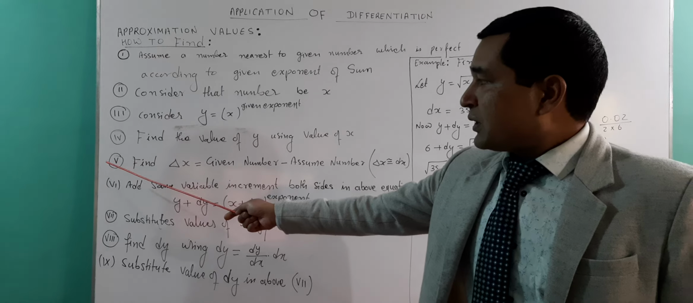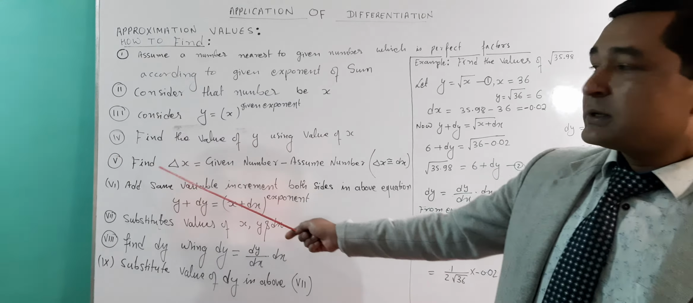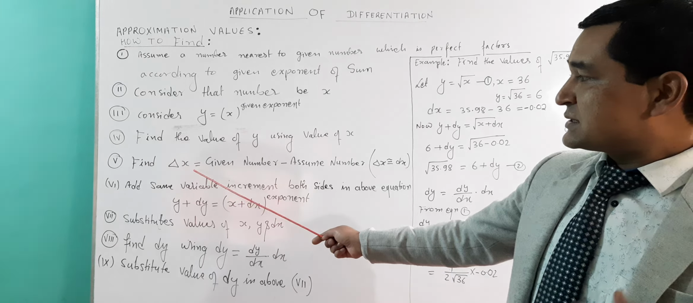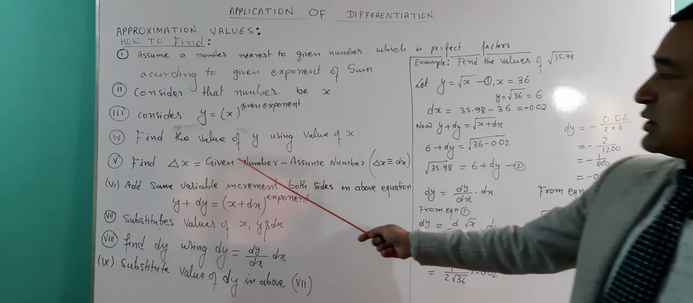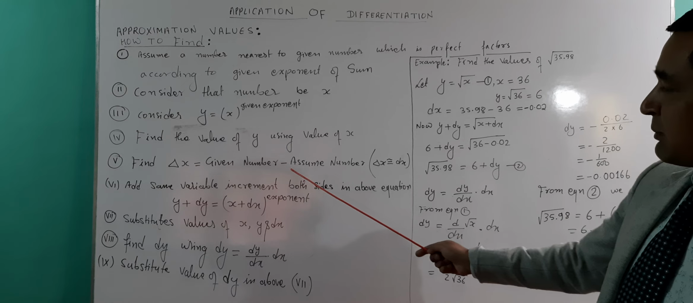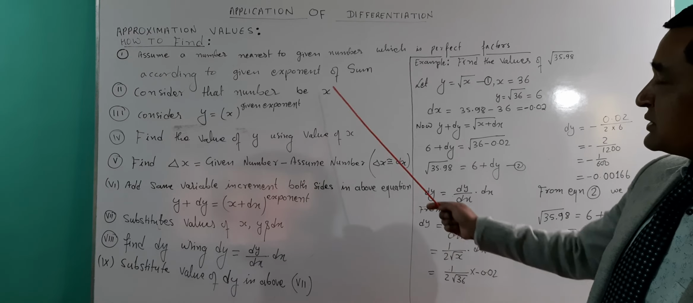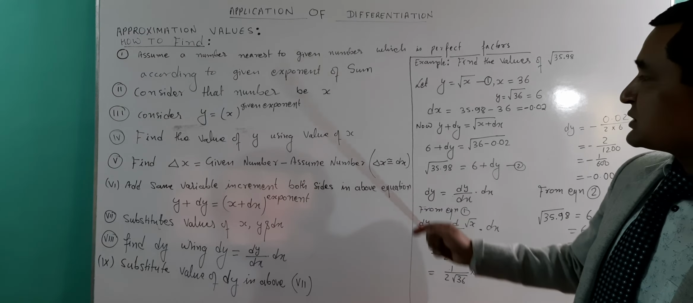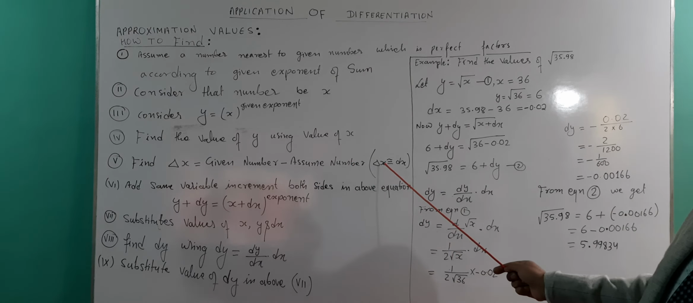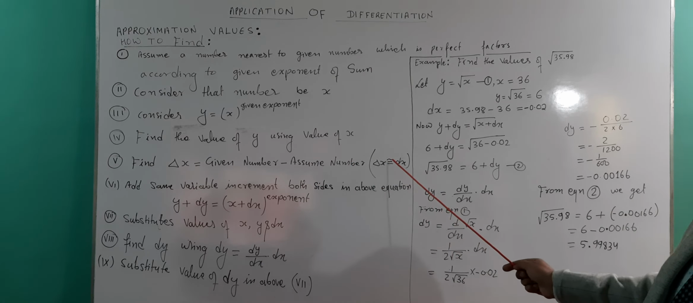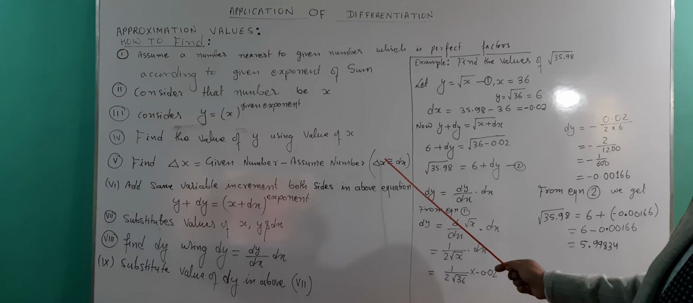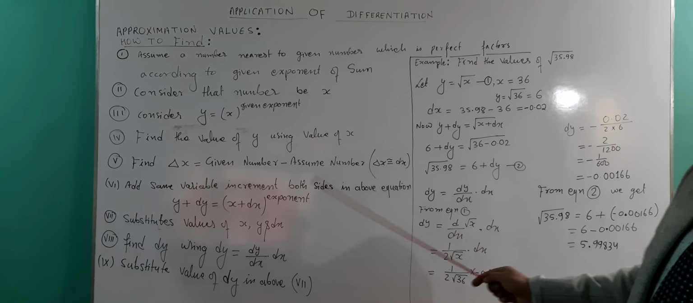Then fifth step, find the change in x. Dx, the change in x, equals the given number minus the assumed number. The assumed number means what we assumed, that is replaced by x. This del x is equivalent to dx. Don't get confused, del x and dx are both the same.